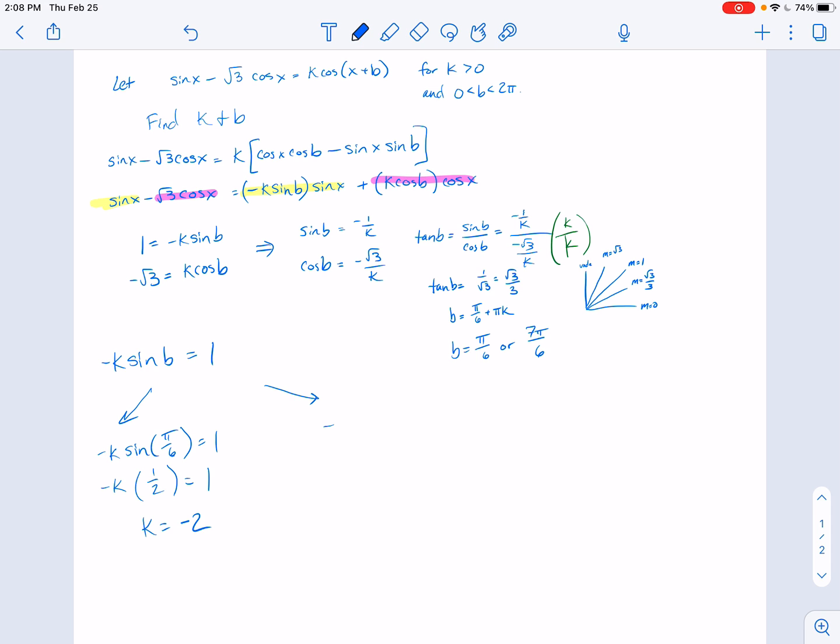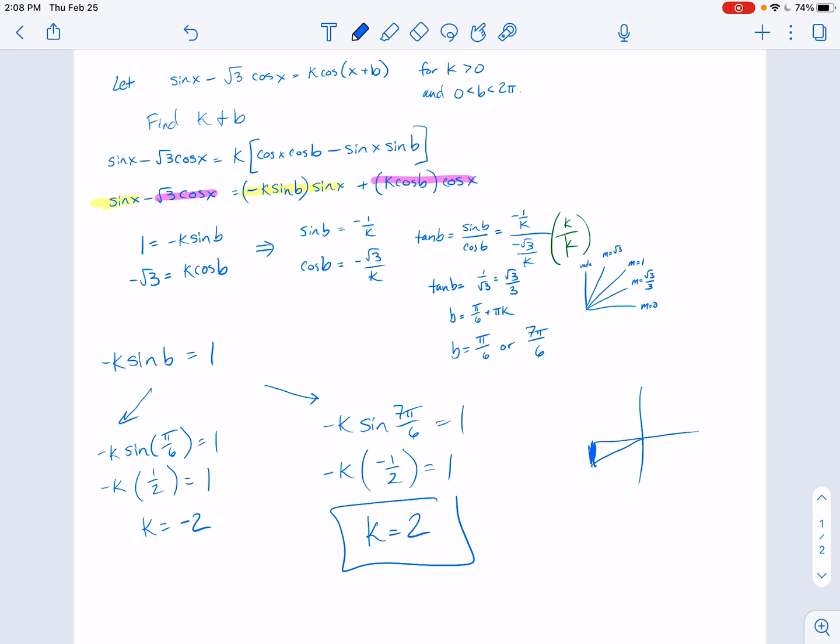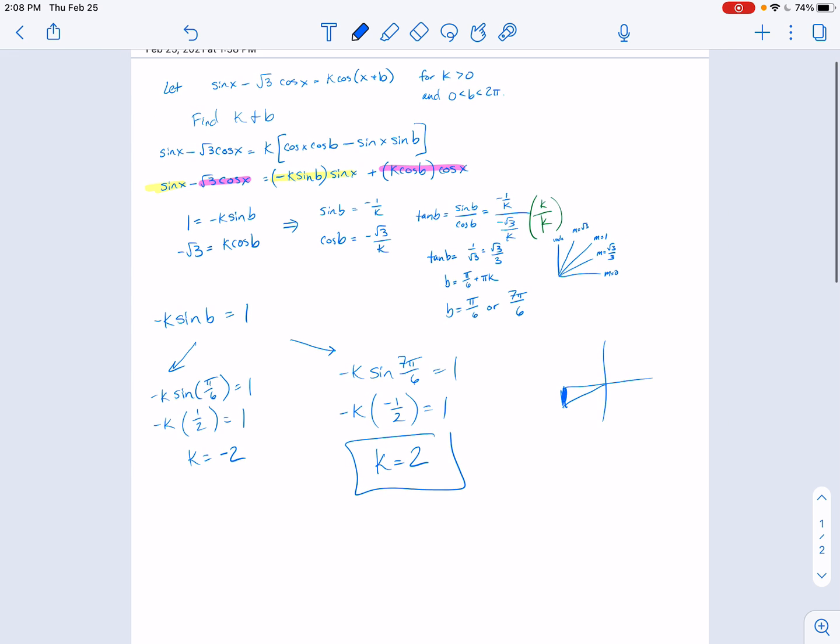So the other option was negative k sine of 7 pi over 6 is equal to 1. 7 pi over 6 is down here, and sine is negative 1/2. Do you see how I see the unit circle in my head? So negative 1/2 times k equals 1, so I need to just multiply by positive 2. So k is equal to positive 2, and that is better. So notice, we have that b is equal to 7 pi over 6 and k is equal to 2.